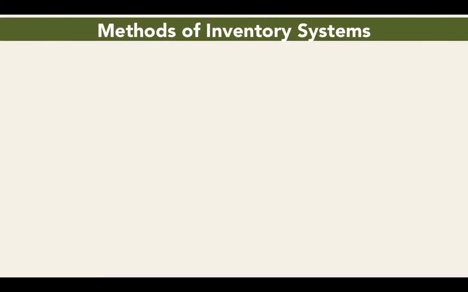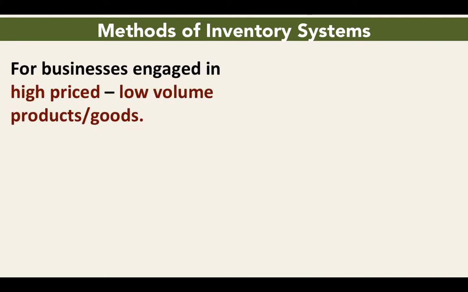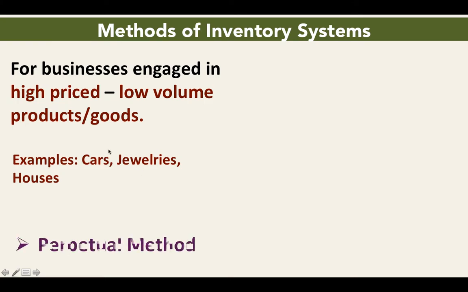So the methods of inventory system. If we are a merchandising business engaged in high-priced, low-volume products or goods, ano itong mga examples na to? The examples are cars, jewelries, houses. If we are in this business, if this is our product, we will use the perpetual method of inventory system. So perpetual method, high price, low volume.